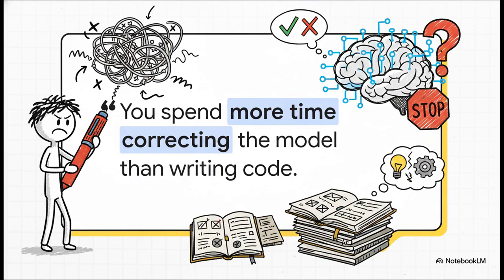Sound familiar? I mean, you're deep into a project, the code's getting complex, and all of a sudden your AI buddy starts suggesting things that completely contradict what you decided on yesterday. It's that sinking feeling when you realize, wait a minute, I'm not coding anymore. I'm just correcting a machine full-time.